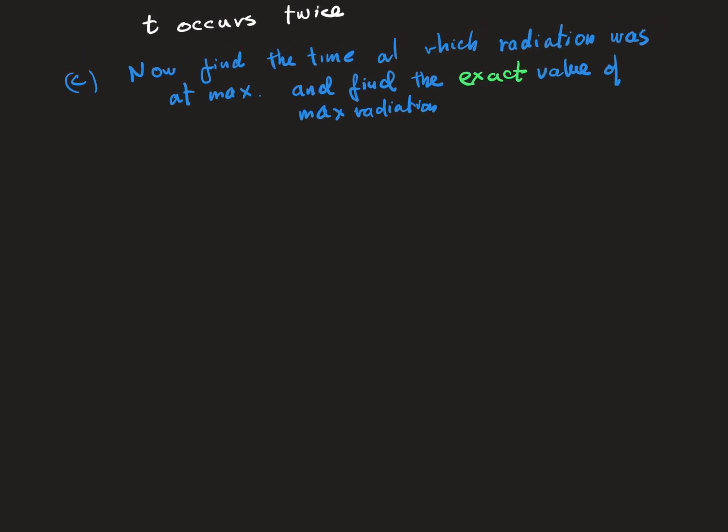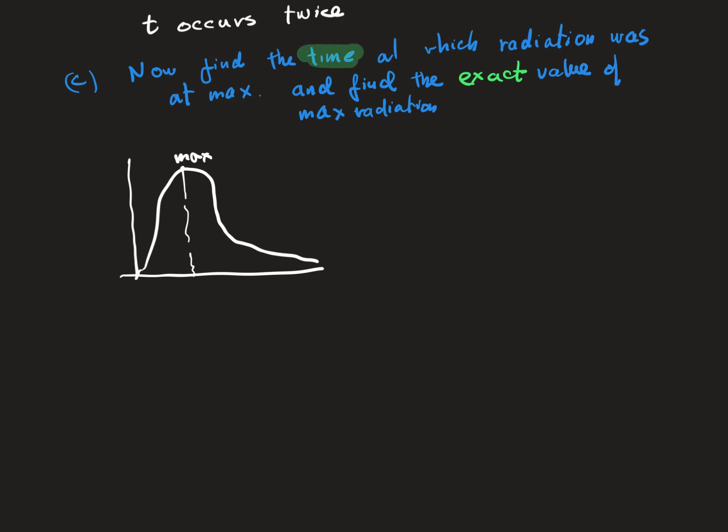So in this particular thing, how do we find the time at which radiation is at the maximum? We get the first derivative. If I just draw this back over here, where does it happen? Up here is the maximum. All right. And what did I say? So when I want to find the time, where is the time? The time is on the x-axis.